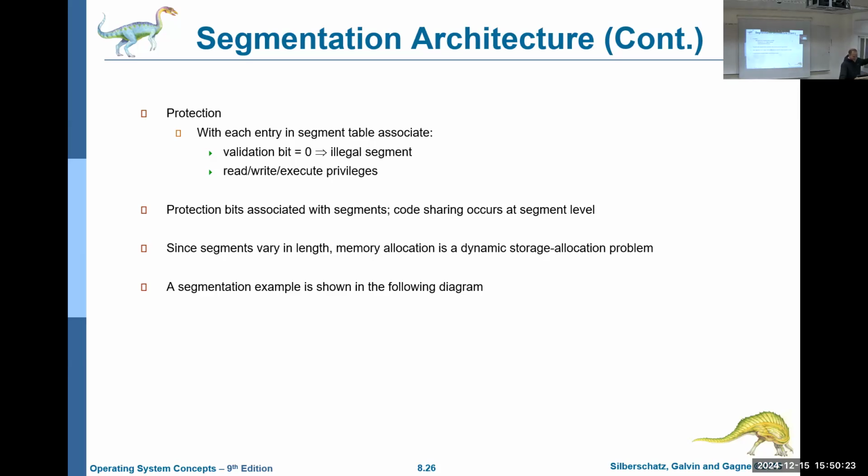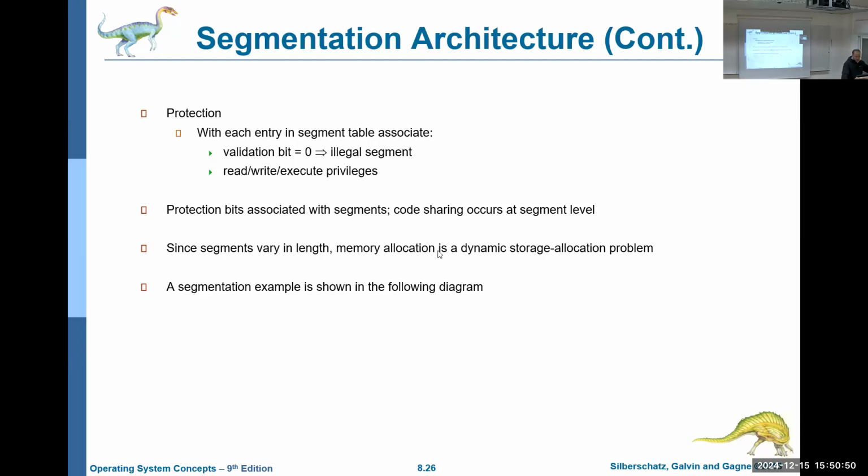Alright, let's go on. We have protection bits associated with the segment, and code sharing occurs at the segment level. What does that mean? We code share when we're using a library function. Two programs could share a certain section of code because they're sharing a segment. They don't have to share the whole code of the program, they could share just a segment.